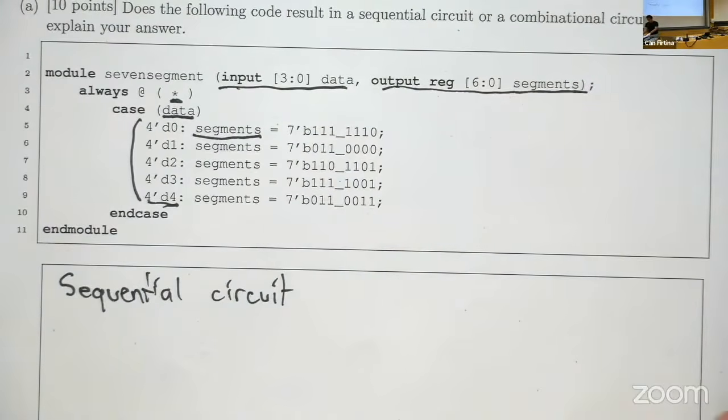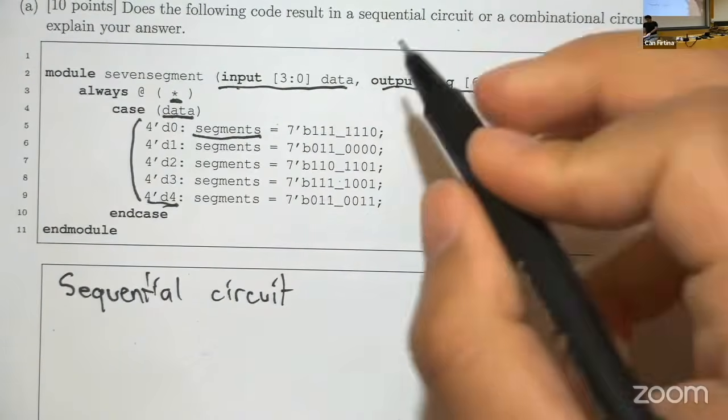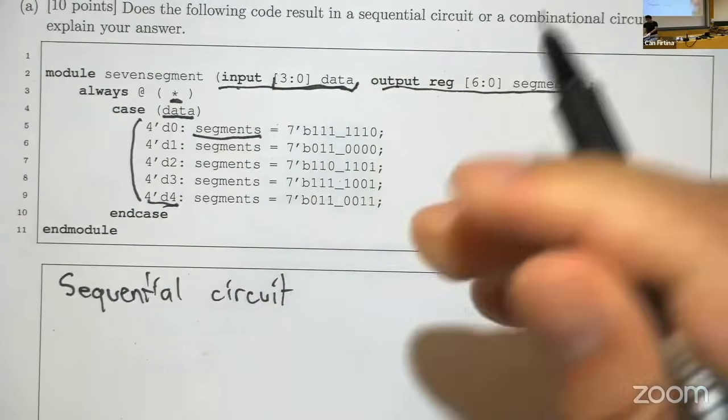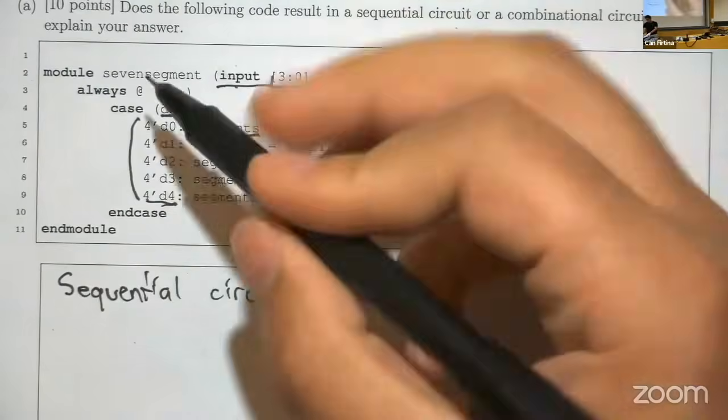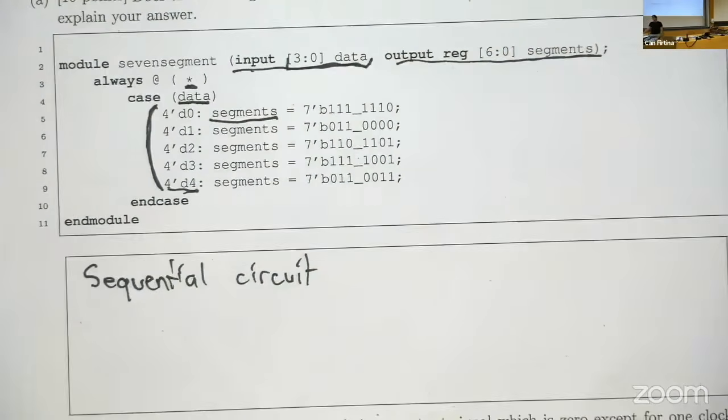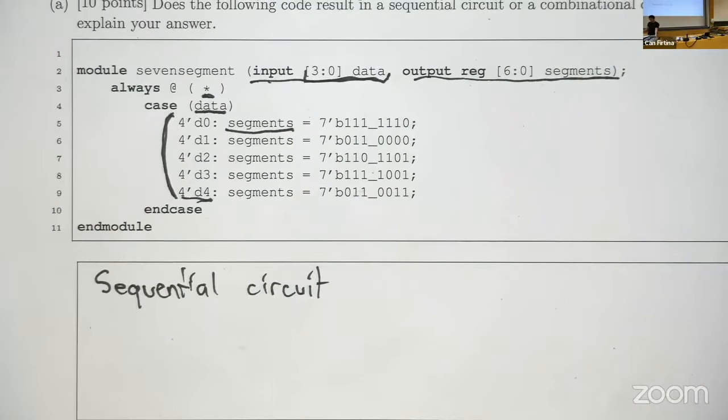And the reason why, I'm going to explain a bit more. So data is 4 bits large, but in the case statement, we're only covering 5 of the available 16 different values, because data can have 16 values since it's 4 bits.